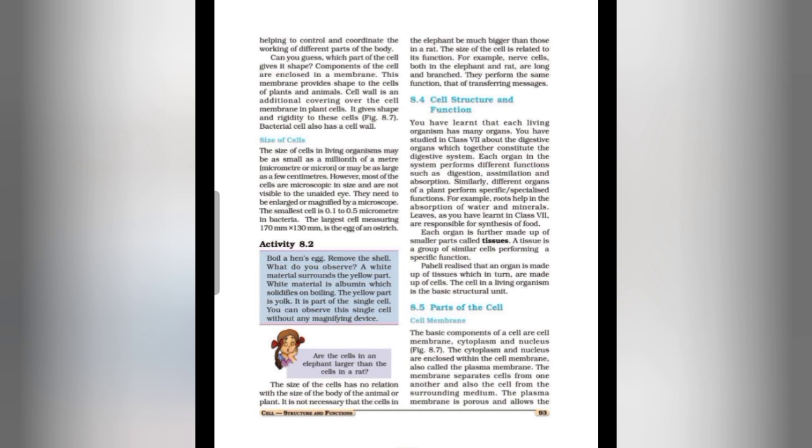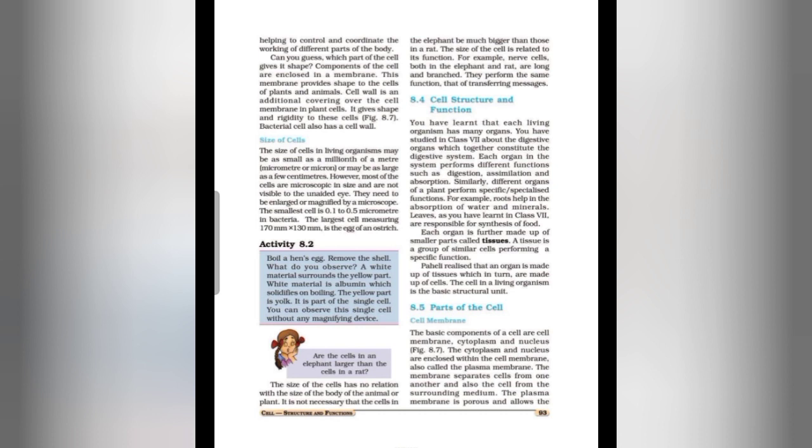So students, cells and their organelles are measured by fractions of a millimeter, that is 1/1000th of a millimeter is called a micron or micrometer. Most of the cells are microscopic in size and are not visible to the naked eye. They need to be enlarged or magnified by the microscope to see, and the size of the cell varies from the very small cell of bacteria to the very large egg of the ostrich. And in our body, red blood cells are the smallest and the nerve cells are the longest cells.